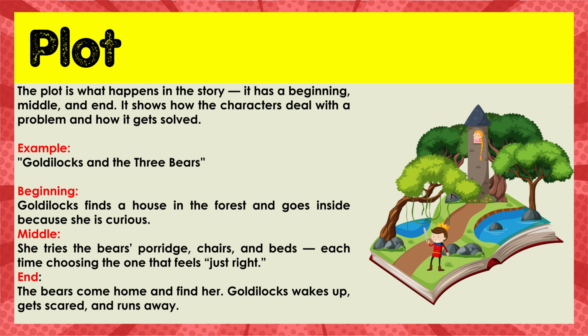Example, Goldilocks and the Three Bears. Beginning. Goldilocks finds a house in the forest and goes inside because she is curious. Middle. She tries the bear's porridge, chairs, and beds, each time choosing the one that feels just right. End. The bears come home and find her. Goldilocks wakes up, gets scared, and runs away.